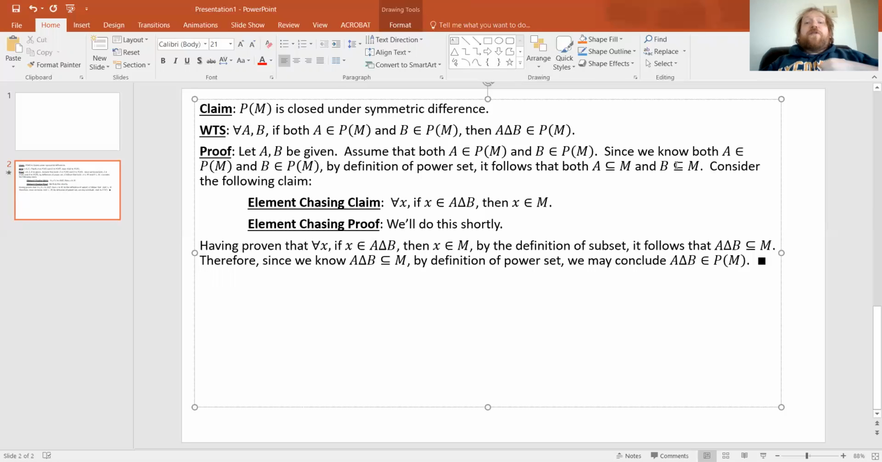And also knowing that I need to work backwards from the symmetric difference of A and B is in P of M to the symmetric difference is a subset of M to this element chasing claim: for all X, if X is a member of the symmetric difference of A and B, then X is a member of M. We will fill in the element chasing claim on the next video. Stay tuned.